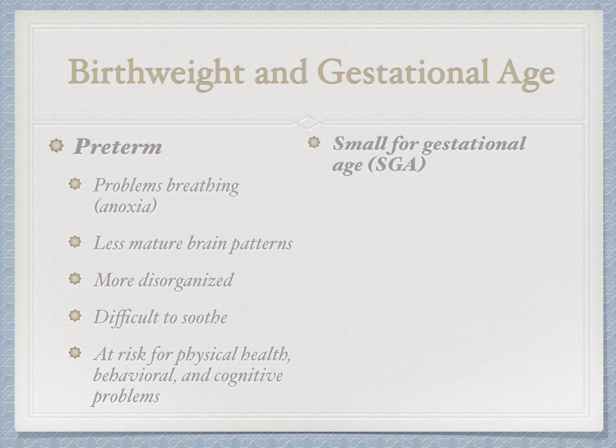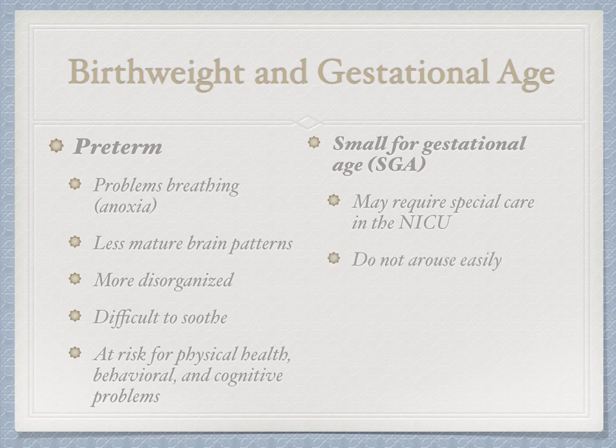Preterm babies are different than small for gestational age babies. Small for gestational age babies may be born full term. Full term is 37 weeks or above. They may technically be 37, 38, 39 weeks, but they look like a preterm baby. They may require additional care in the NICU, because they're acting younger, and they're smaller and underdeveloped compared to what they should be for their gestational age.